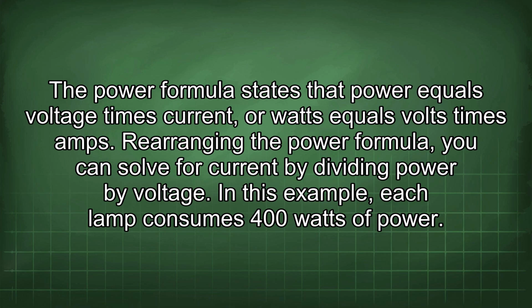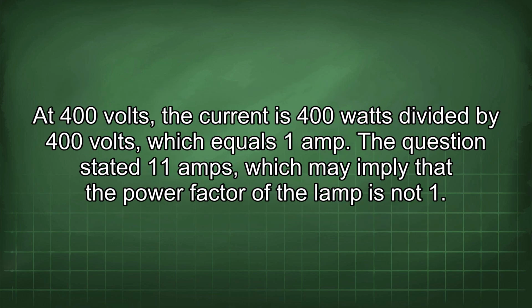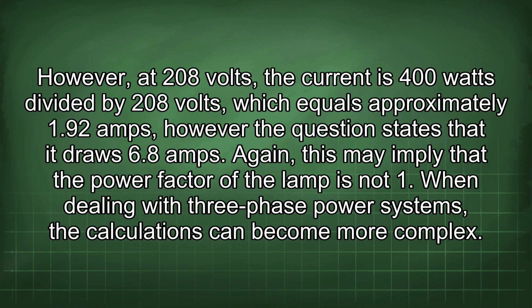In this example, each lamp consumes 400 watts of power. At 400 volts, the current is 400 watts divided by 400 volts, which equals 1 amp. The question stated 11 amps, which may imply that the power factor of the lamp is not 1. However, at 208 volts, the current is 400 watts divided by 208 volts, which equals approximately 1.92 amps. However, the question states that it draws 6.8 amps. Again, this may imply that the power factor of the lamp is not 1.